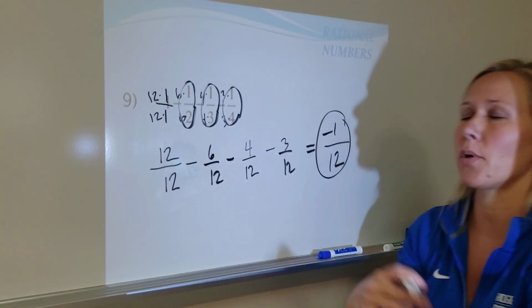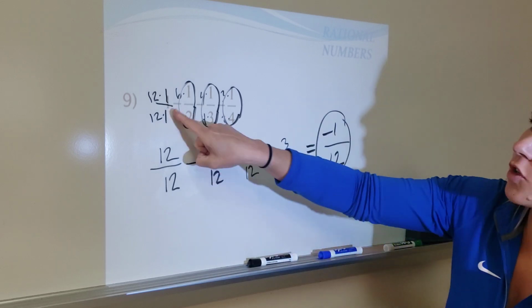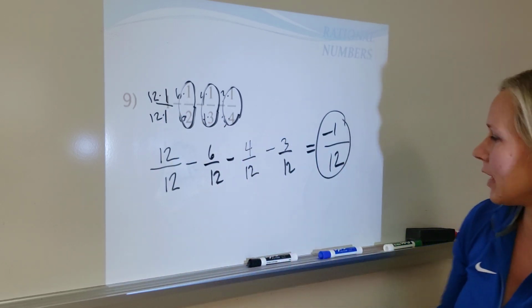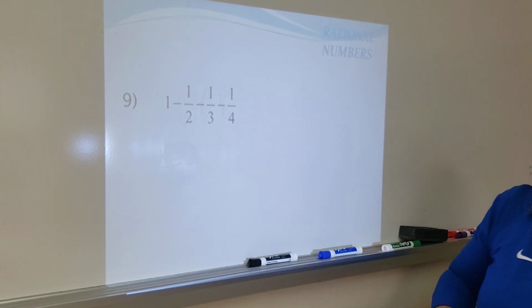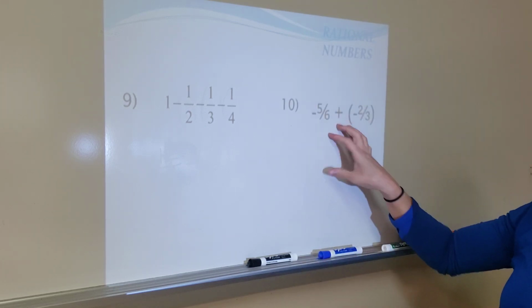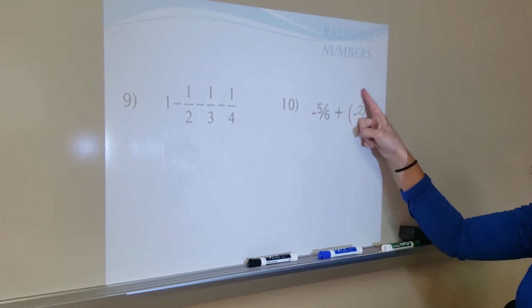So I wouldn't end up with any milk in the cup. I have a negative answer. So as long as you change that first number to a fraction, find common denominators, it becomes a much easier problem. All right, and 10. Here's 10 right here. So we've got negative 5/6, and we're going to add negative 2/3.